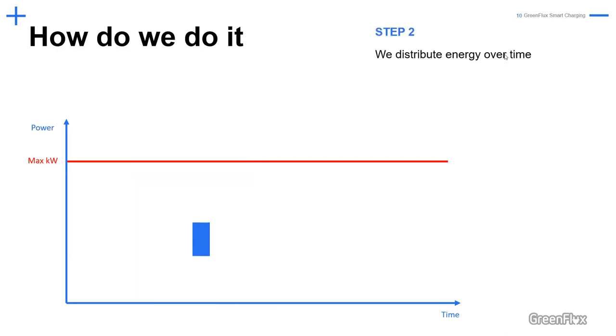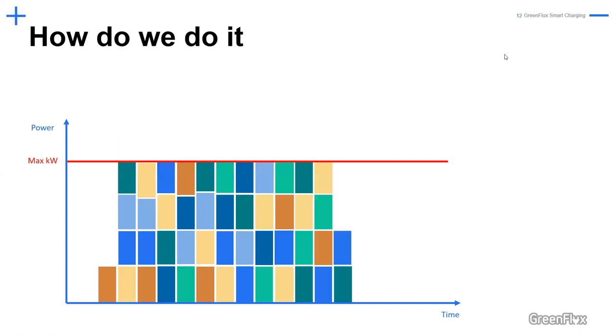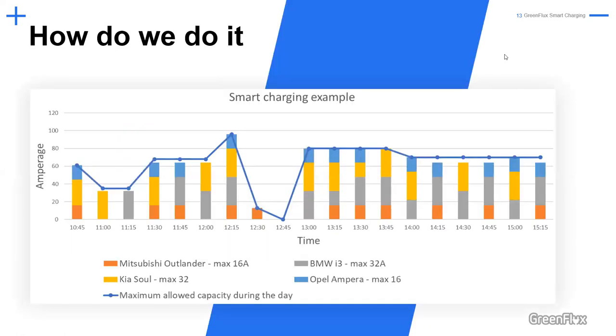So if you have this block of energy and you start charging and stacking those blocks, then this obviously is what you want to prevent. And this is basically the solution. Just swap these blocks around. So in essence, smart charging is really not that hard. You can also do this dynamically.